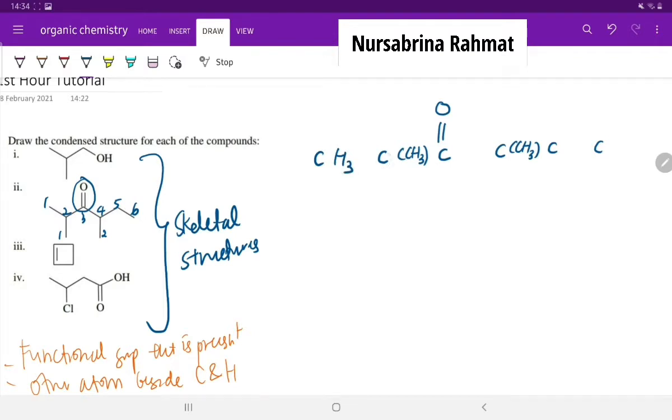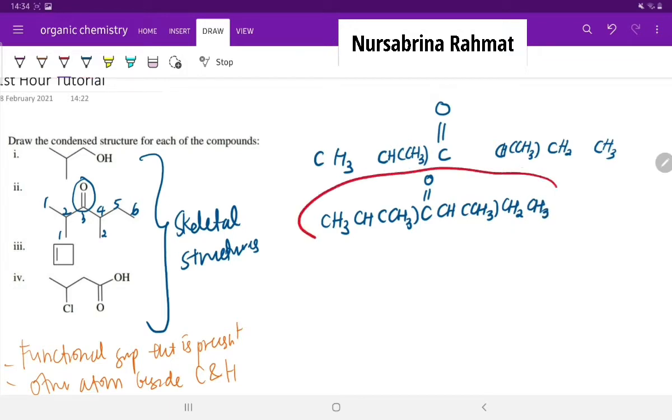The rest just follows the same thing: the first one we have CH3, then CH3, and C double bond O already has 4 bonds around it. Then CH3, and CH2 at the 5th carbon and CH3 at the 6th carbon. So let's rewrite: CH3, CH3, C double bond O, CH3, CH2, and CH3. This is the condensed structure for your second compound.